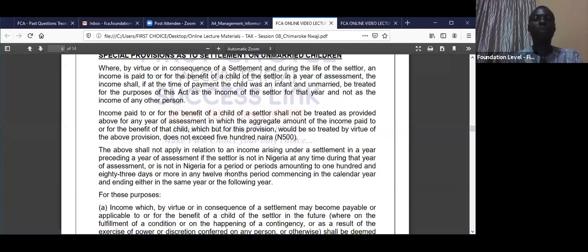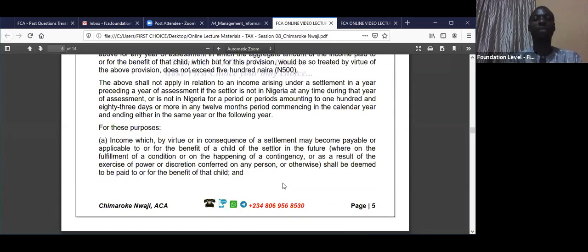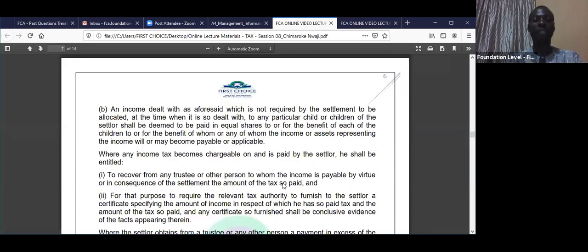All right, let's say the above shall not apply in relation to an income under a settlement in a year preceding a year of assessment if the settlor is not in Nigeria at any time during that year of assessment, or is not in Nigeria for a period or periods amounting to 183 days or more in any 12 months period, commencing in the calendar year and ending either the same year or the following year. So these are all that.